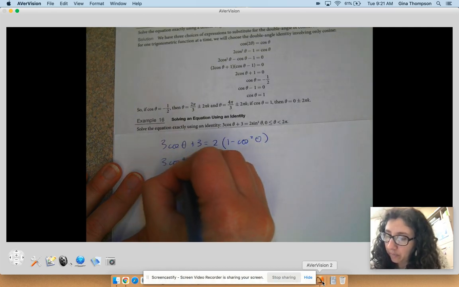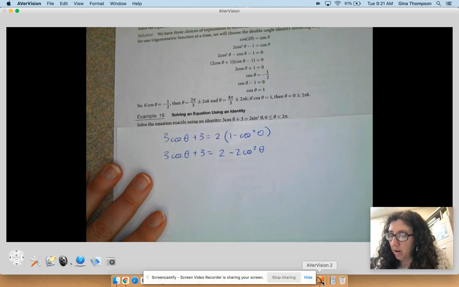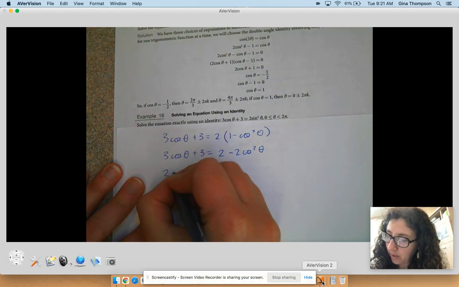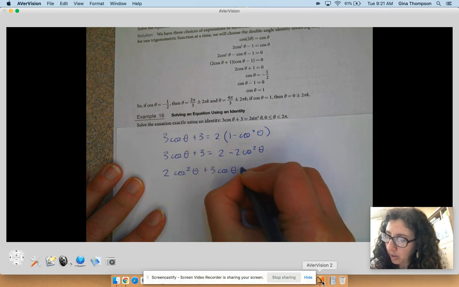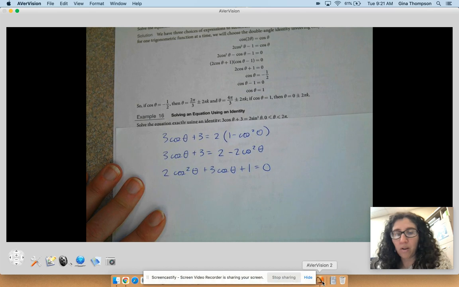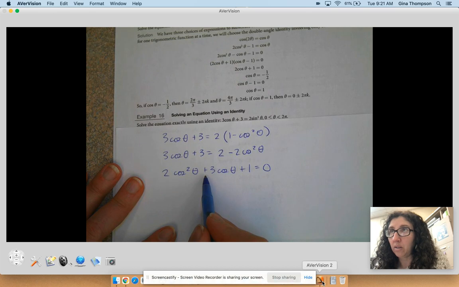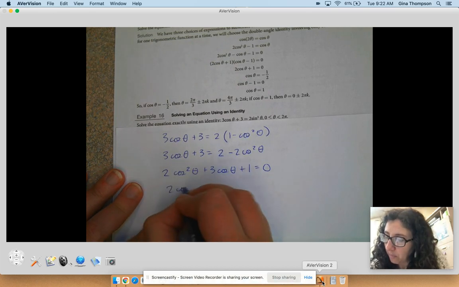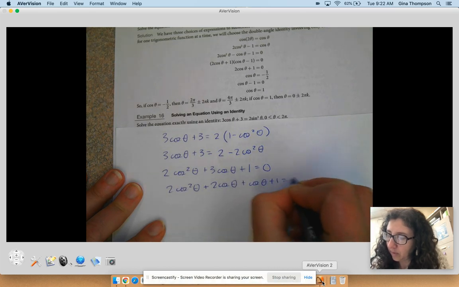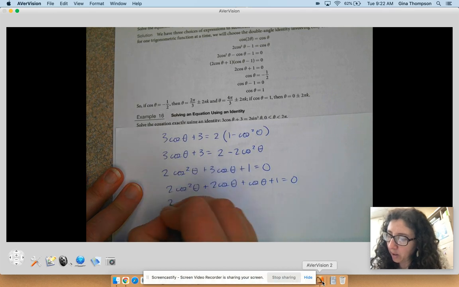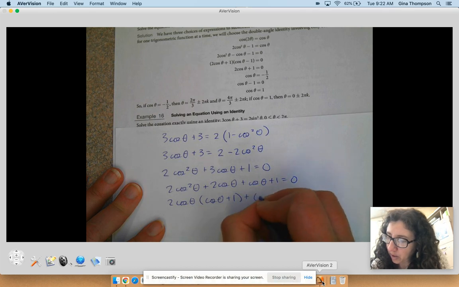Let's bring everything to one side. So we can write this as 2 cosine squared theta plus 3 cosine theta plus 1 equals 0, right? If we bring the 2 over as well. All right, so we're looking for things that multiply to 2, add to 3. How about 2 and 1? So I split this one into 2 terms. I'm going to factor out a 2 cosine theta, and I'm left with cosine theta plus 1 plus cosine theta plus 1.